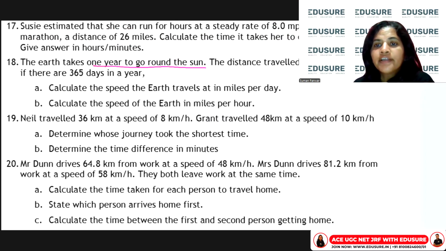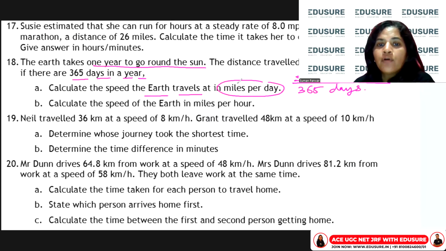Okay. Next, the Earth takes 1 year to go around the sun. The distance is 584 million miles. If there are 365 days in a year, calculate the speed of the Earth in miles per day. So 544 million miles per year. So per year means 365 days. Okay. So this is million miles. So I want the answer in miles per day. So this is 544 over 365. So 1 million is equal to 10 raised to the power 6 miles. Okay. So that is how you calculate your answer.